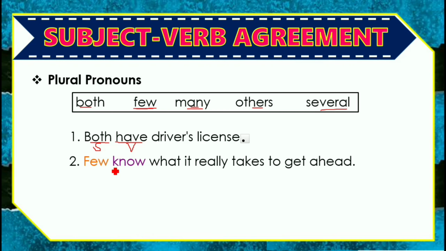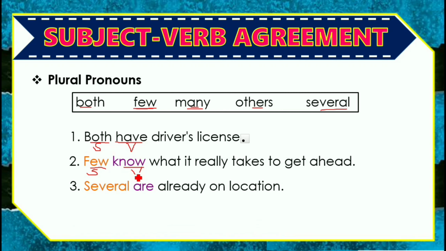Few know what it really takes to get ahead. So few is a plural subject. That's why we need a plural verb without an S. Number 3: Several are already on location. So several is our subject. It's a plural indefinite pronoun. That is why we use are, a plural verb.